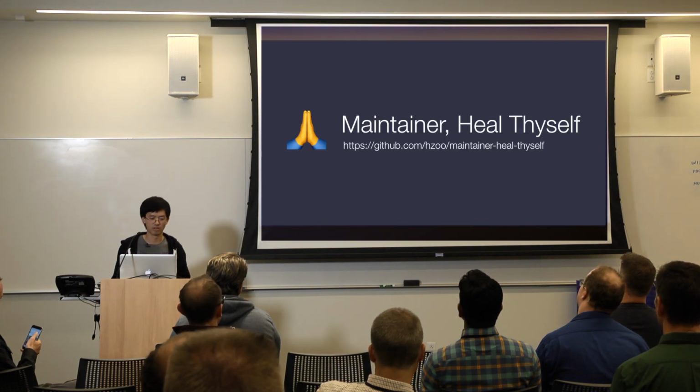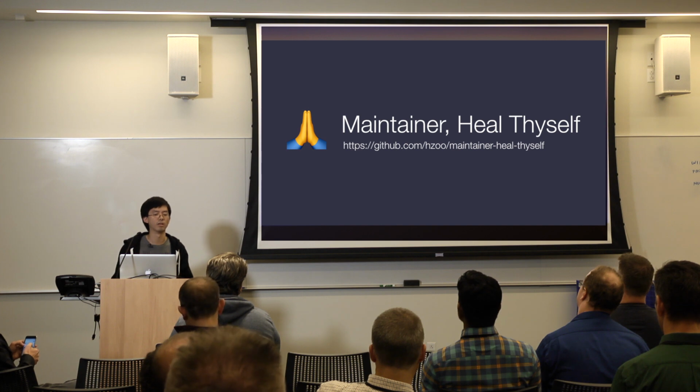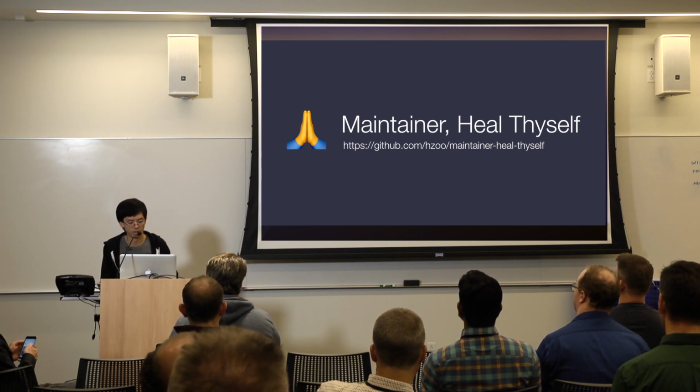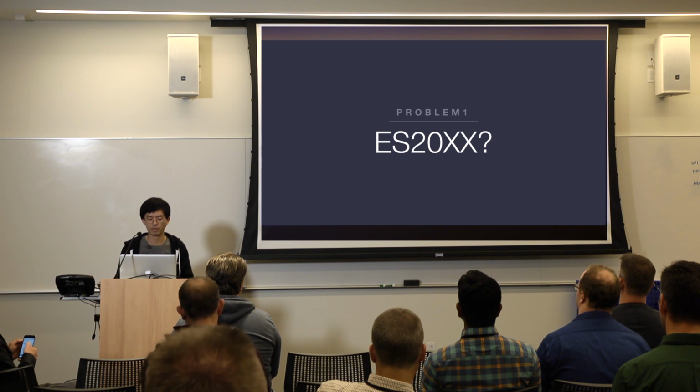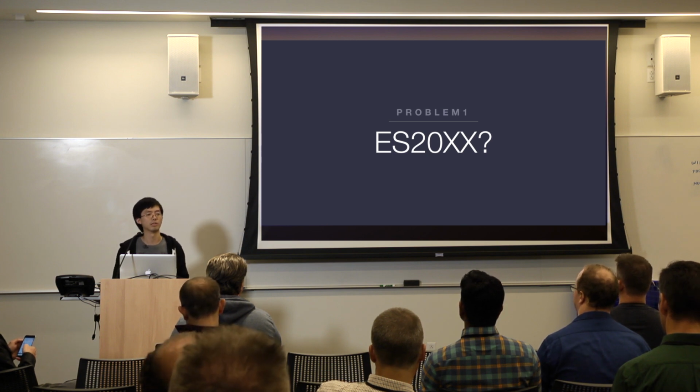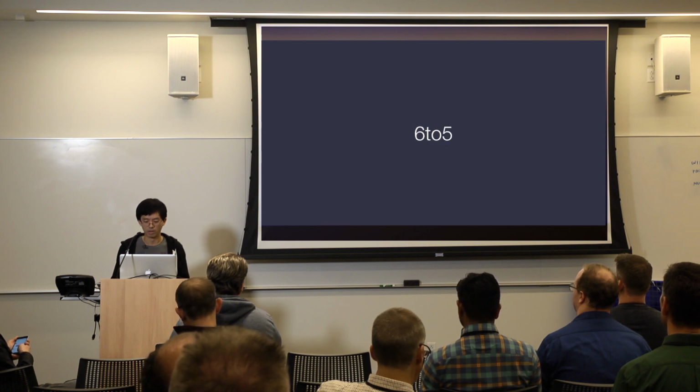I gave a talk a few weeks ago about maintainer burnout and how to deal with it, and how we can combat that as a community. But here I'm going to be talking about just Babel specifically. So the real first problem that we have is what we're going to do about ES20XX, after 2015, 16, on and on.